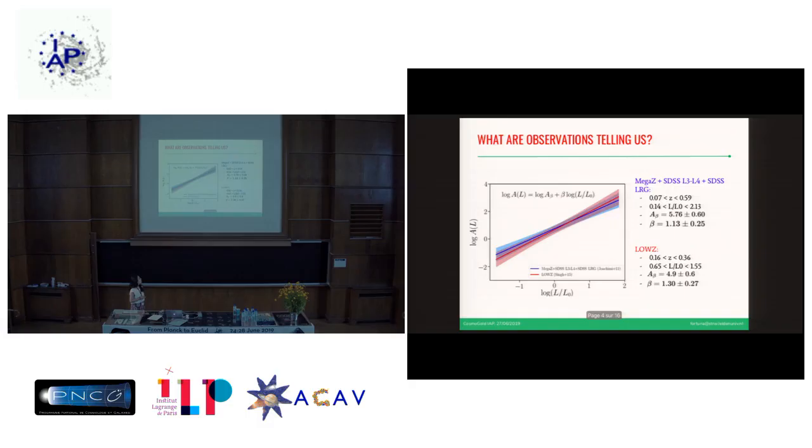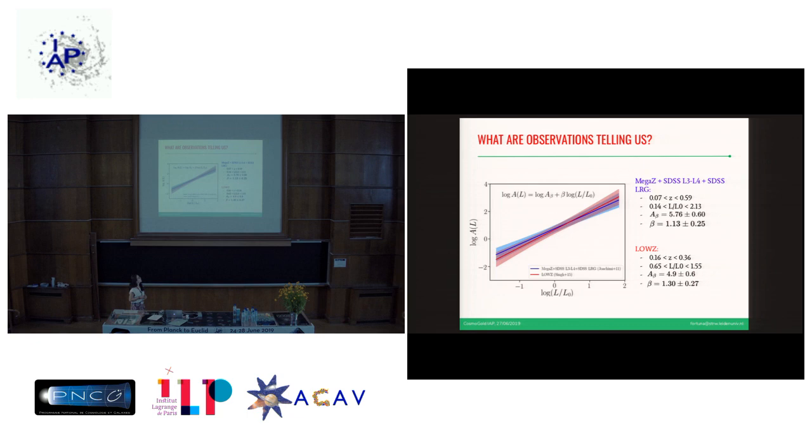Because we want to marginalize over intrinsic alignment in our cosmic shear analysis, we also don't want to burden the contours too much. And so we need the most informative prior possible from observation. And there have been lots of works so far in the literature investigating intrinsic alignment on different samples. I'm going to present just a few of them, which will help the rest of the talk.